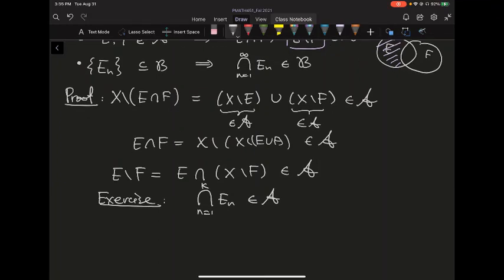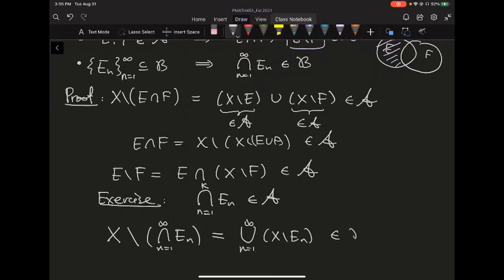So if you have a sequence of sets, here n going from 1 to infinity, E_n in B, then their countable intersection is also in B. The proof should be really the same. So if you want to show the intersection is in B, you consider its complement. The complement of the intersection is the union of their complements. And it's easy to show that this is an element in B because each of the E_n is in B, so their complements are in B.